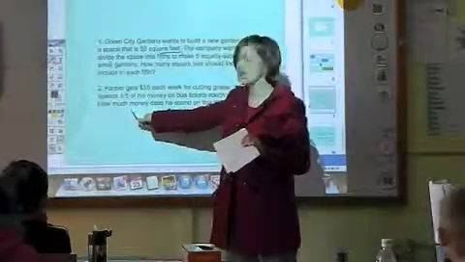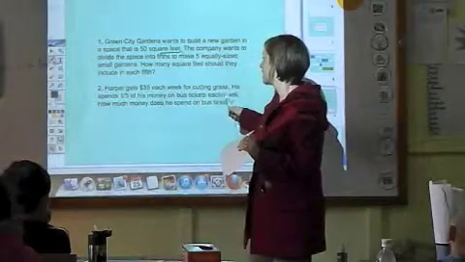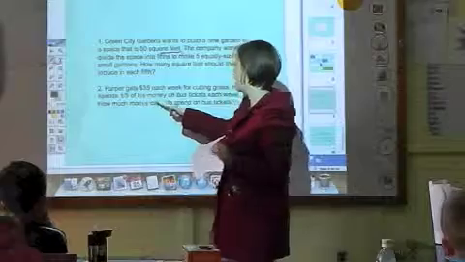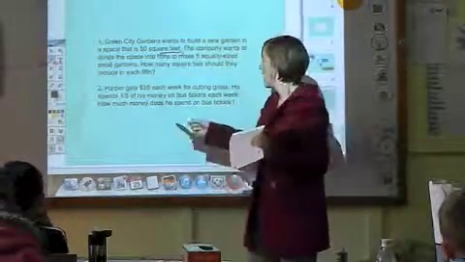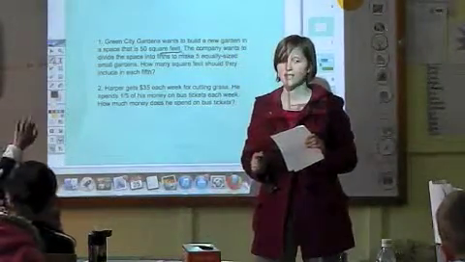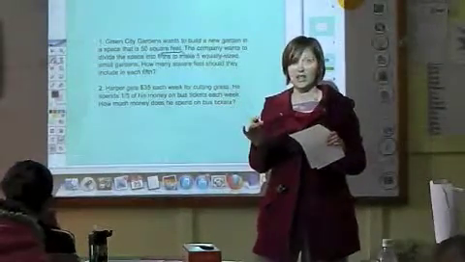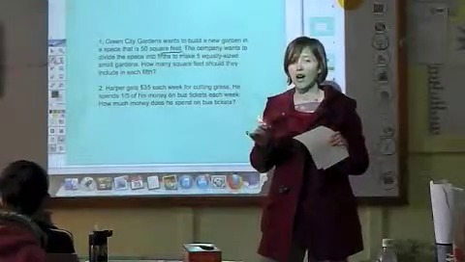And then the second one: Harper gets $35 each week for cutting grass. He spends 1/5 of his money on bus tickets each week. How much does he spend on bus tickets? Okay, so I want you to write your answer down, draw a picture of how you might do it, and then tell me why you think that's the answer.